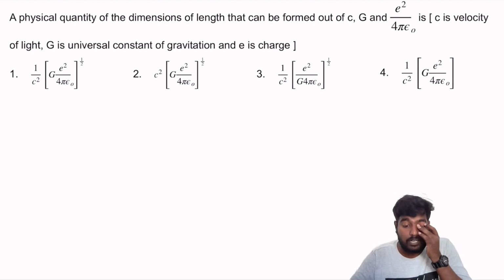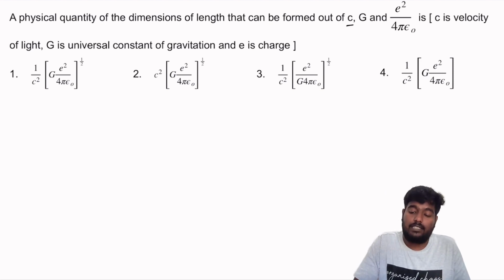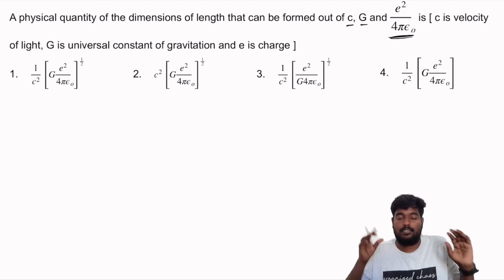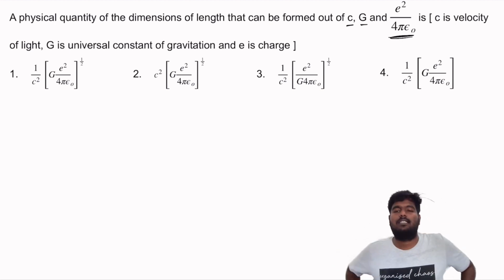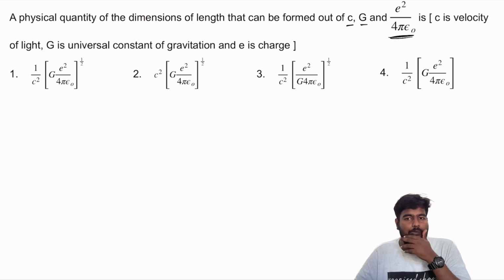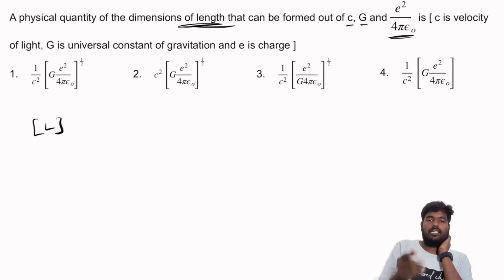Okay, a physical quantity of the dimensions of length that can be formed out of c, velocity of light, G, gravitational constant, and e square by 4 pi epsilon naught. Remember that this looks like a scary question, and of course it's a long question, but it's not scary. It's very easy to understand once you know where these things come from. Then the dimension of length, you have to find only the length this side. So I have to take length.